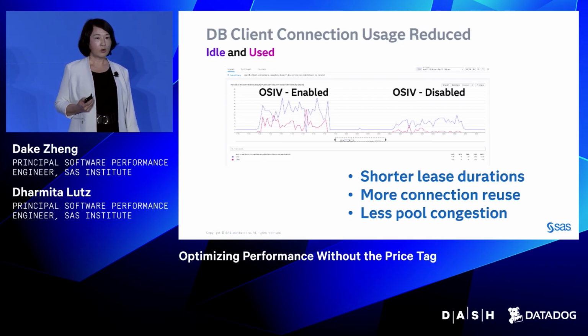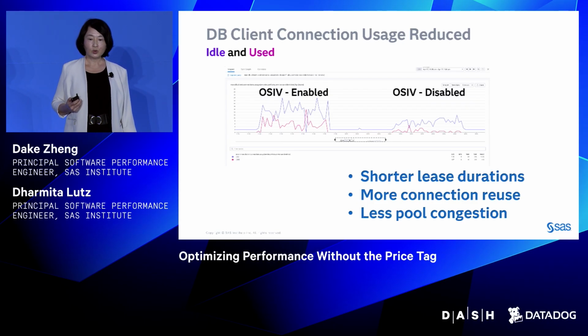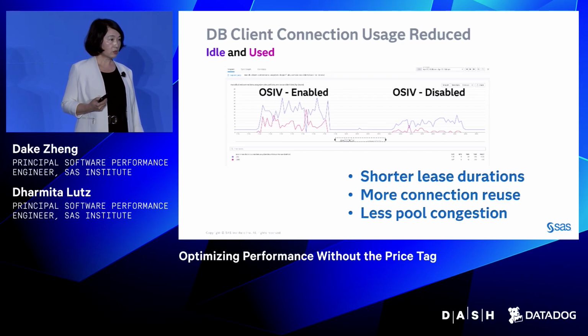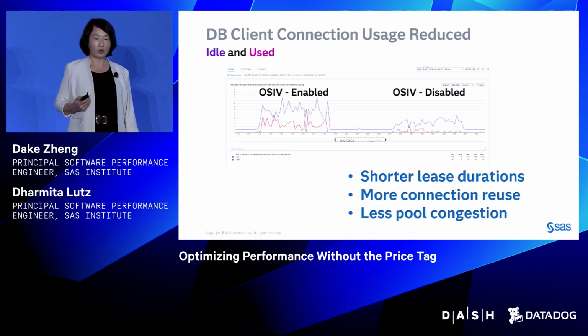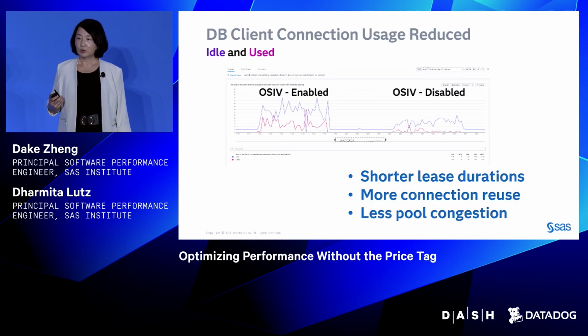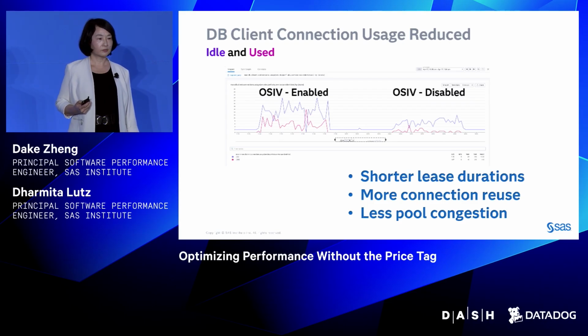In summary, OTel instrumentation allowed us to quantify the performance impact of OSIV. Based on these results, we're now evaluating OSIV disablement with over 20 other Java services in VIA to ensure scalability gains without any functional regressions.